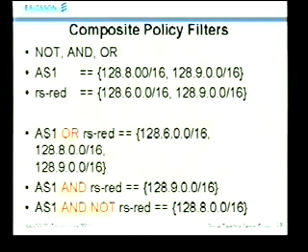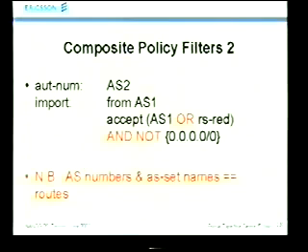Composite policy filters. What would an example be? You might have something like this. Aut-num object AS2, import from AS1, accept AS1 or RS-red, and not this. Okay? So here it gets interesting. We can use these composite policy filters to have a tightly defined routing policy. And what I'm saying is AS numbers and route set and AS set names here refer to the routes.